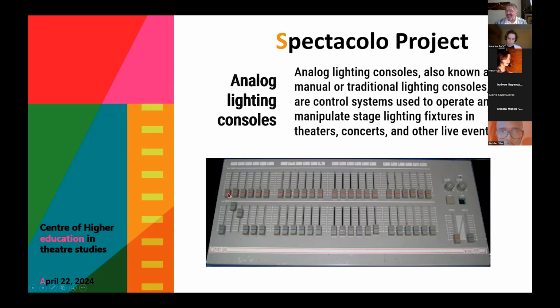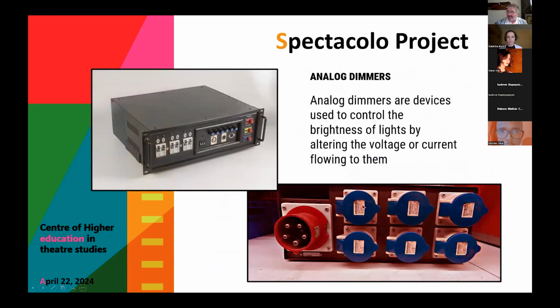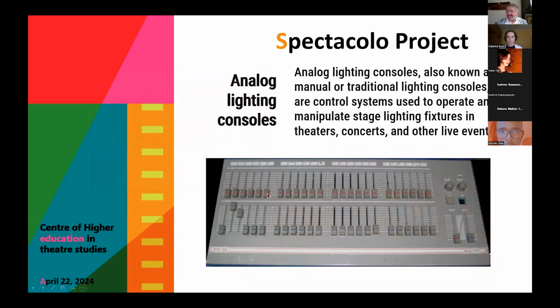Now, if you see, these are 1, 2, 3, 4, 5, 6 faders. And if we see the previous screen, we will see 1, 2, 3, 4, 5, 6. This means that this console has 4 dimmers, one for this, one for this, one for this, and one for this. This means that this console controls 24 projectors over the stage.